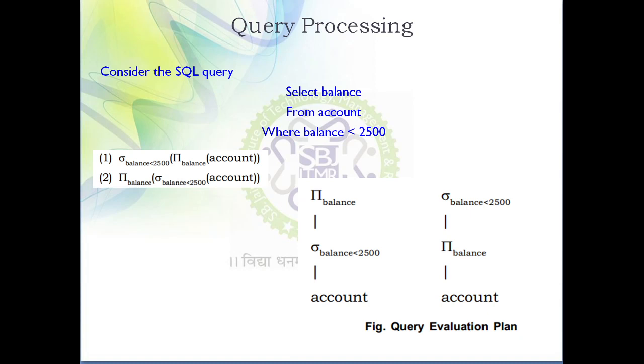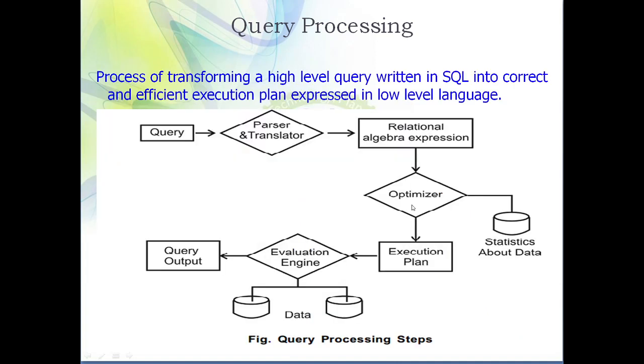So it is the role of the optimizer. The optimizer will help us select one efficient query plan out of the n number of plans generated for a given query. So in this case my optimizer will select plan 1. Why? Because it takes less time to fetch the data from the database.